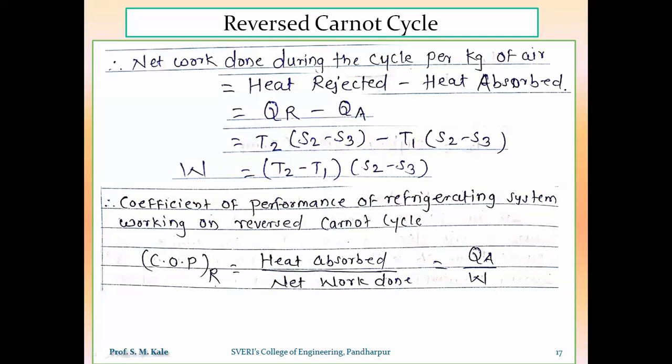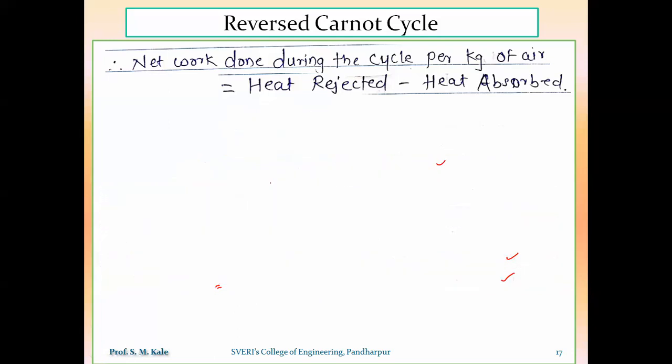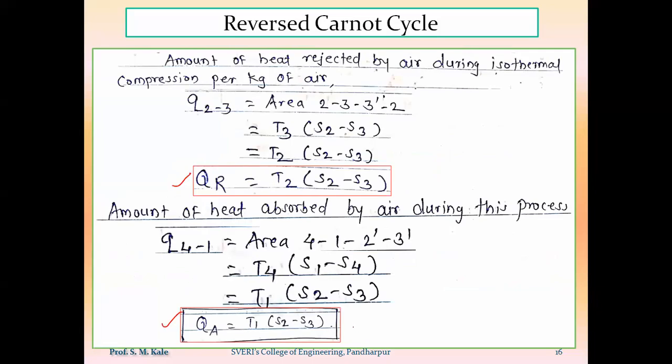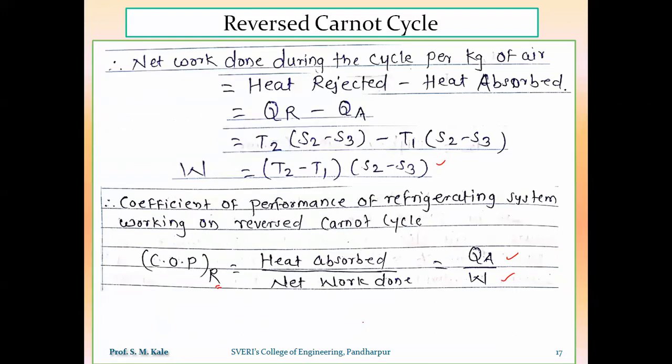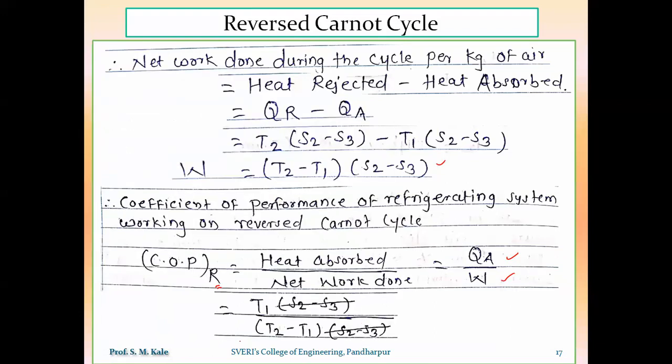For the refrigeration process, refrigerating effect is nothing but the amount of heat absorbed divided by net work done, that is QA divided by W. So put the value of QA and the value of W. This is the value of W and this is the value of QA. Put both values in this equation, and I will get the value of COP of the refrigeration system.